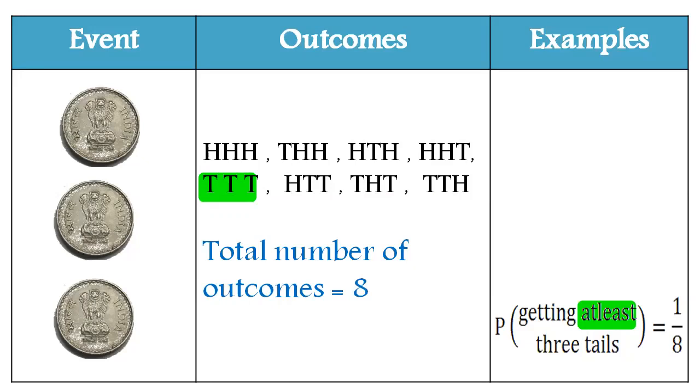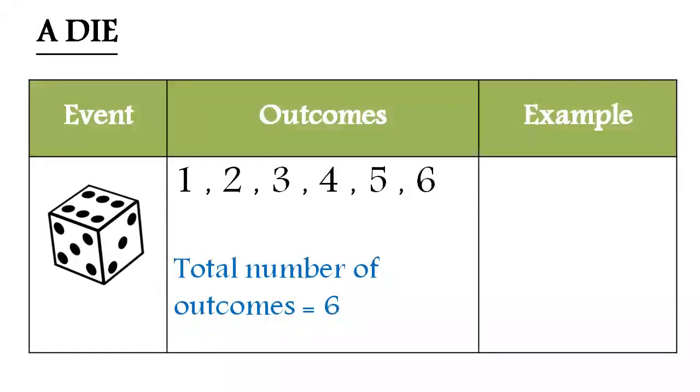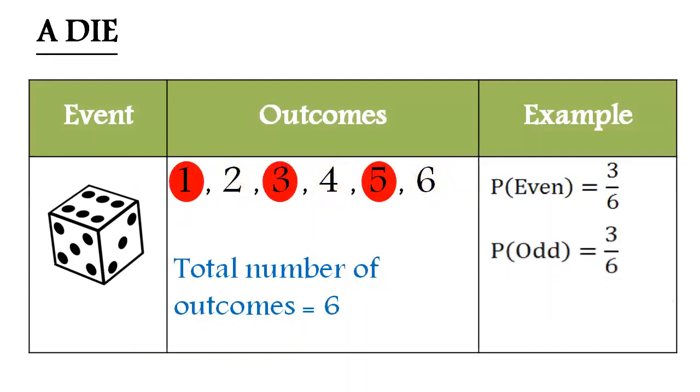Now take a die and throw it. We get 6 outcomes as 1, 2, 3, 4, 5 and 6. Probability of getting an even number is 3 by 6. Probability of getting an odd number is 3 by 6. And probability of getting a prime number is also 3 by 6.